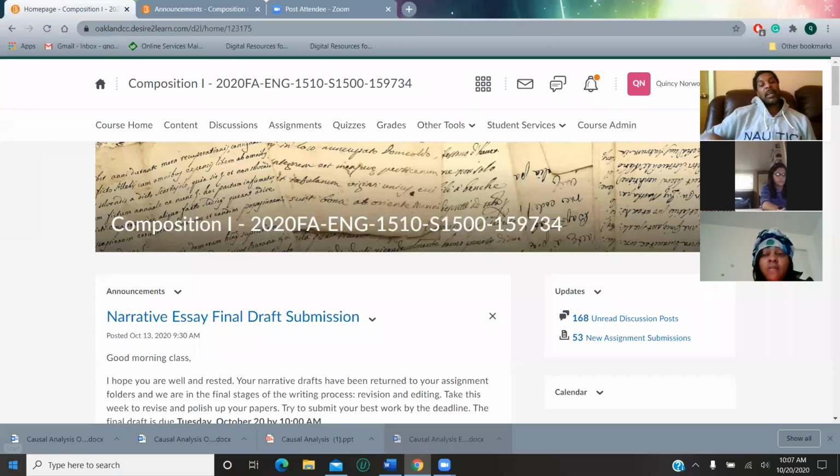All right, and today, the next essay we're going to do is called a causal analysis. And a causal analysis is pretty much just a fancy way of saying cause and effect. So we're going to be looking at a cause and effect relationship. What cause and effect relationship? I'll leave that in your hands.